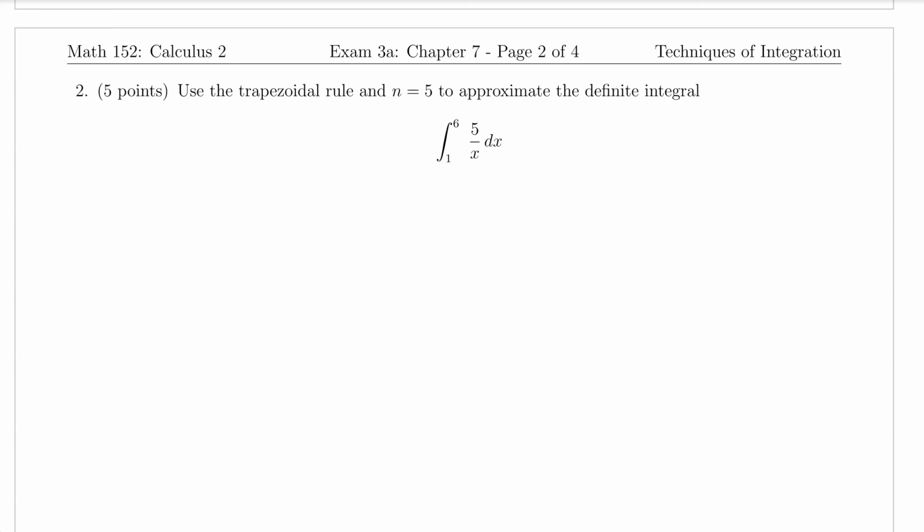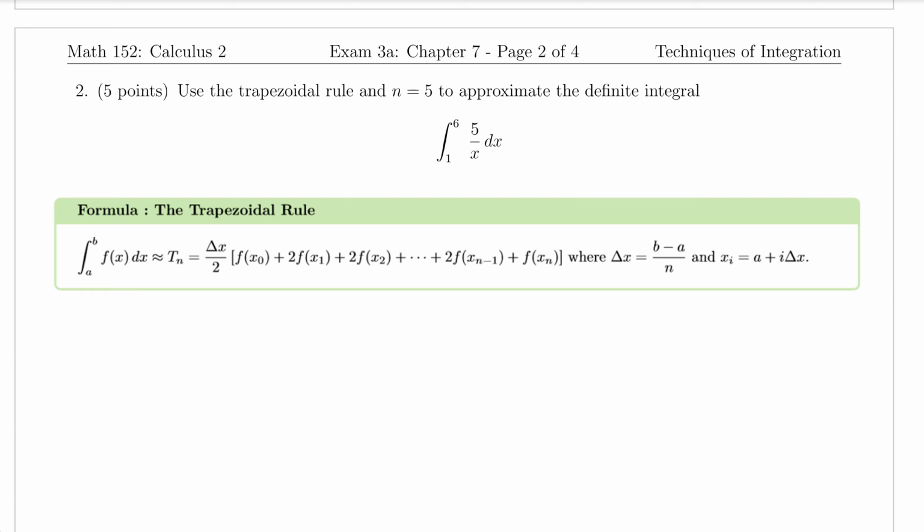Question 2 says, use the trapezoidal rule and n equals 5 to approximate the definite integral from 1 to 6 of 5 over x dx. If you need a refresher, here's the formula for the trapezoidal rule. So let's go ahead and calculate delta x. We have delta x is equal to b minus a over n, which is equal to 6 minus 1 over, and our n value is 5. So this is going to equal 1.